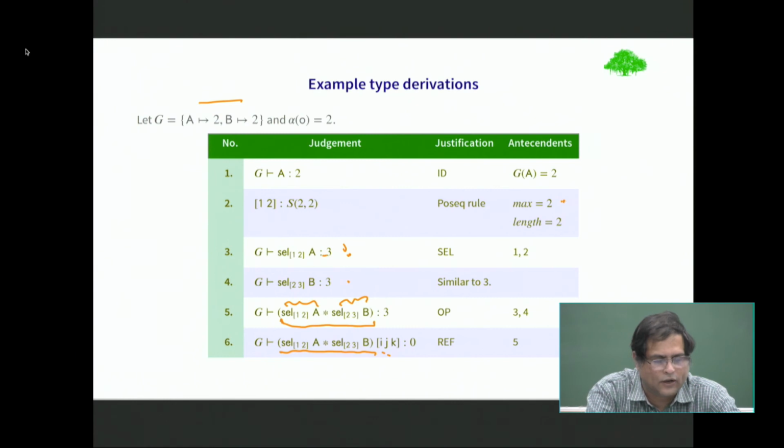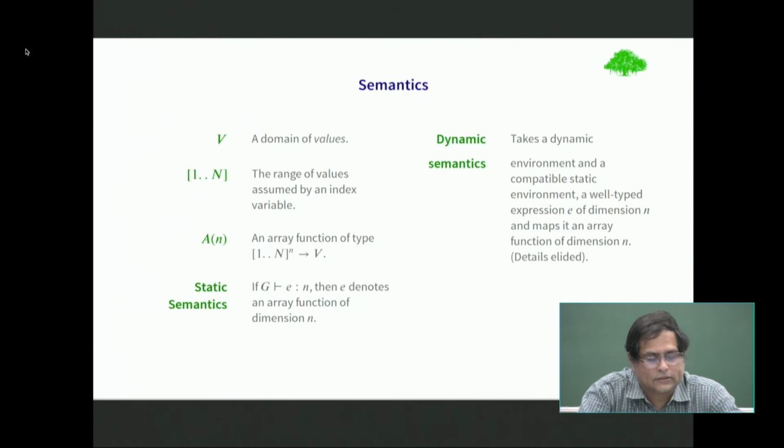The idea here is that we want to filter out these well-typed expressions in L, and that's the type system we want to use, because it's only these well-typed expressions in L that we can give a semantics to. And what is that semantics? A well-typed expression with dimension n corresponds to an array function. The static semantics is the type system. In the dynamic semantics, which we won't go into the details of, we take a dynamic environment and a compatible static environment, a well-typed expression of dimension n, and map it to an array function of dimension n in this space.